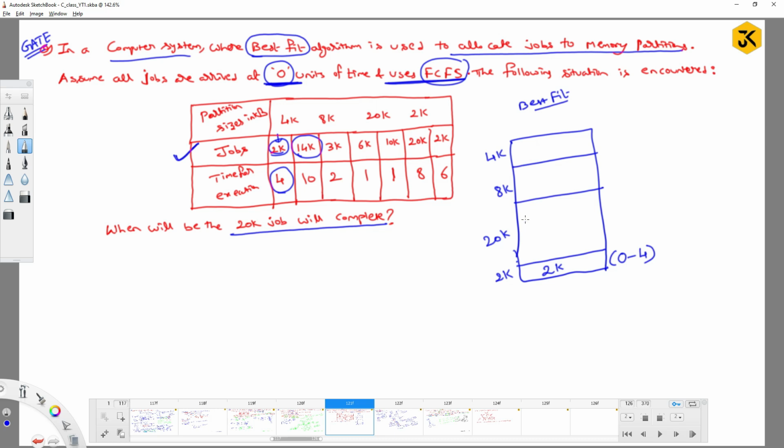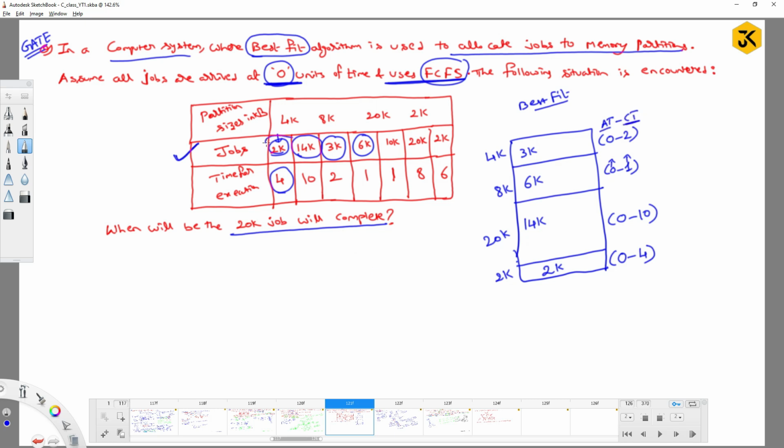Similarly, next you get 14k. What is the best fit? 14k will be executed here for 10 units of time. Next 3k. What is the best one among 4k and 8k? 3k is best, and it will be executed for 2 units of time. It arrived at 0 and completed by 2. Next, 6k will be best for 1 unit of time, 0 to 1, meaning arrived at 0 and completed by 1. That is the meaning of this: this is the arrival time and this is the completion time.